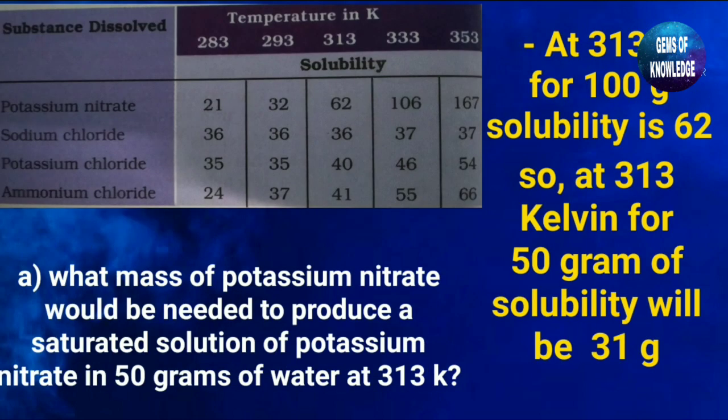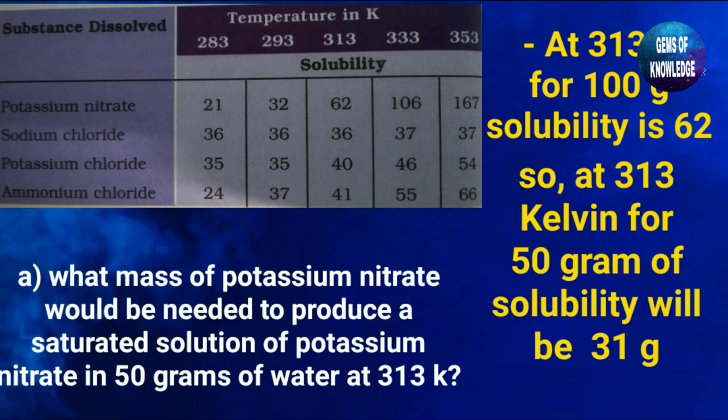So here you can see the table here. Okay, the substances dissolved, you can see the below purple color box contains 4 types of substances. One is potassium nitrate, second one is sodium chloride, third one is potassium chloride and the fourth one is ammonium chloride. So on the right side they have shown temperatures in Kelvin. So there is 283, 293, 313, 333 and 353. So below them are nothing but the solubility of that particular substances.